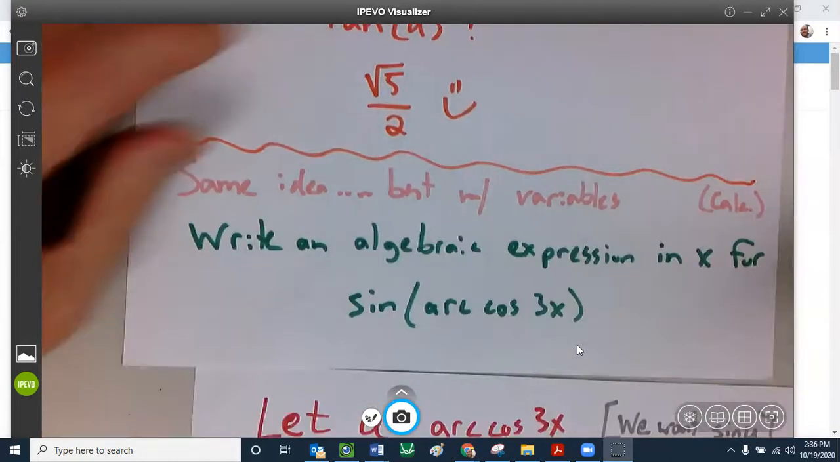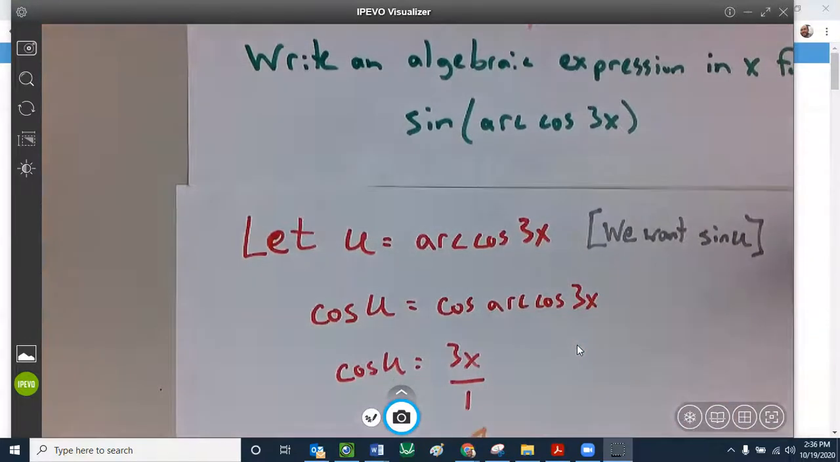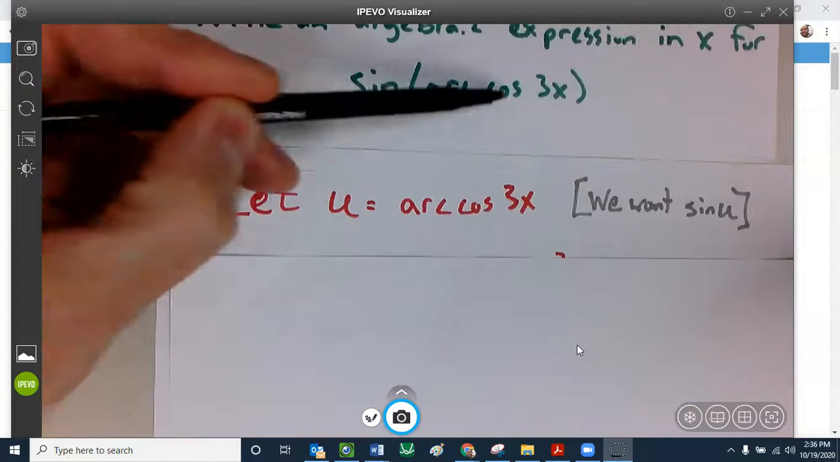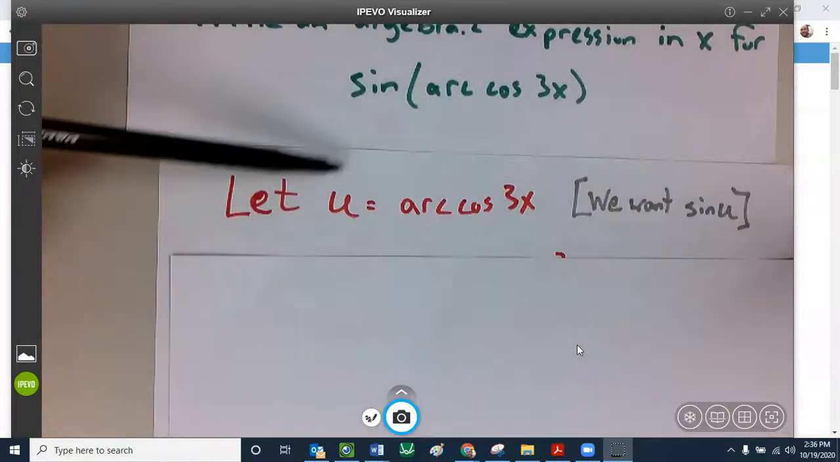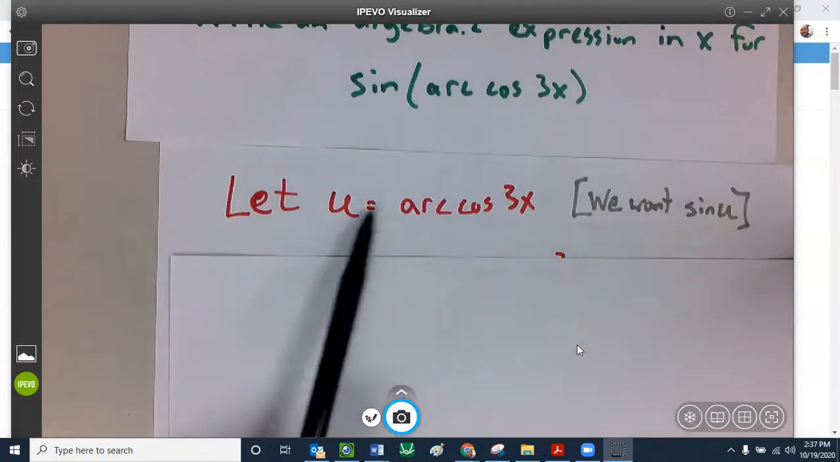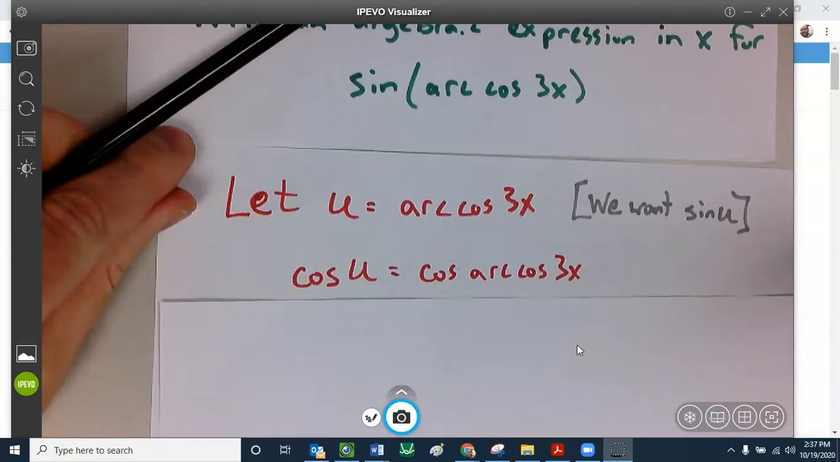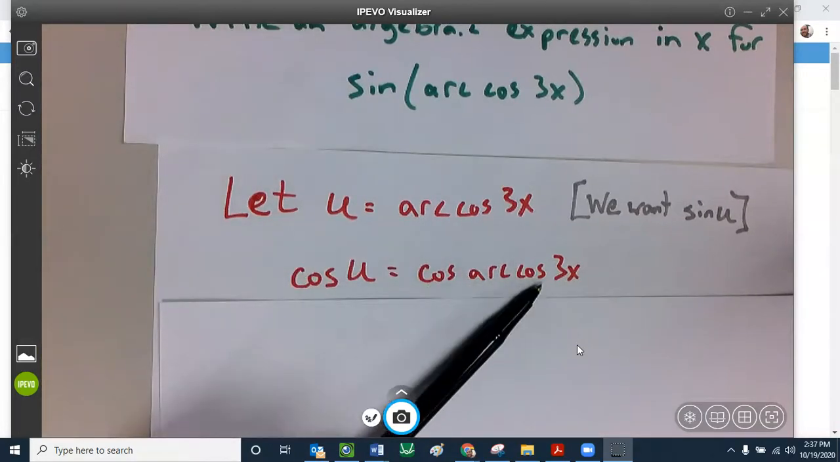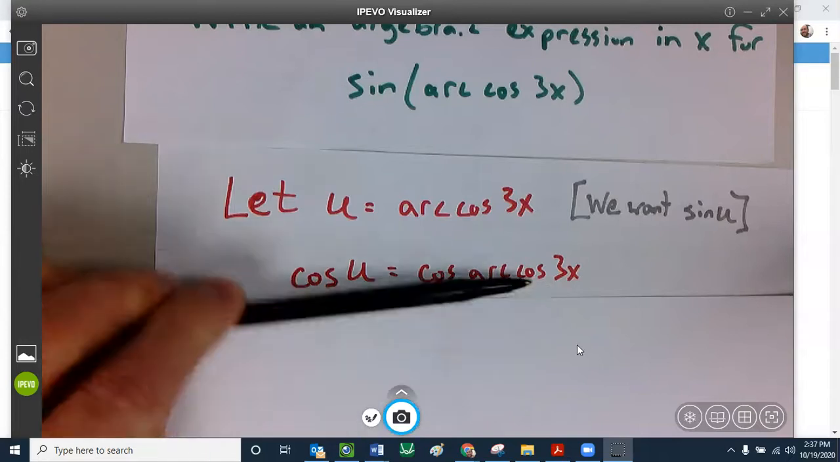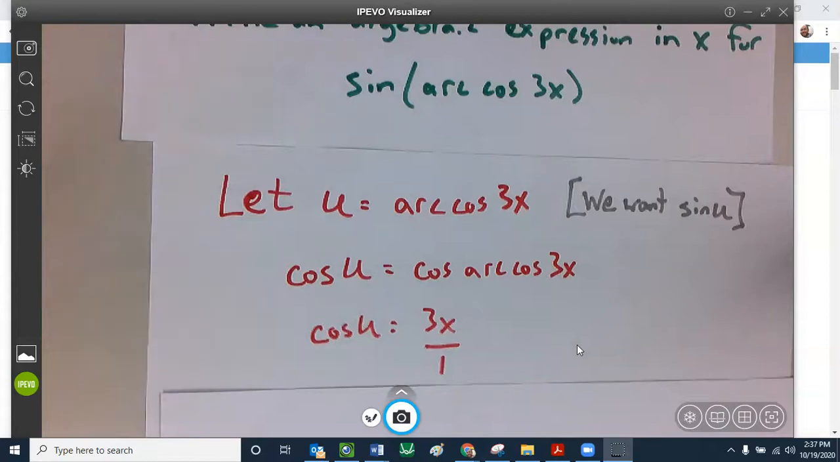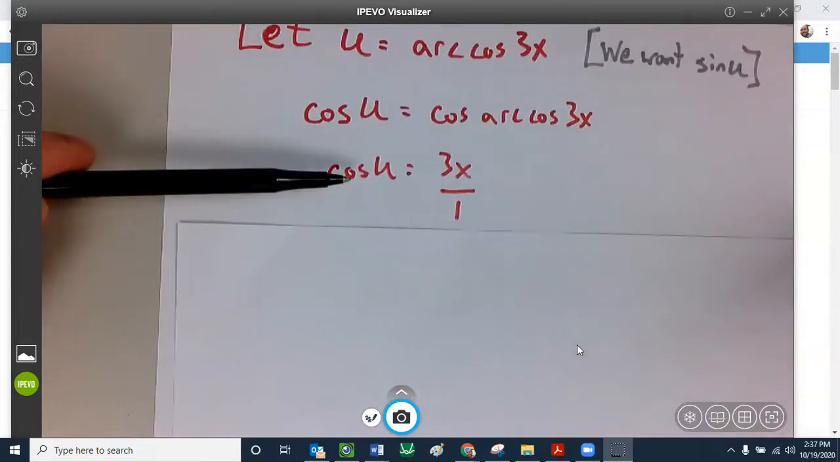So here's my u substitution. I'm letting arc cosine of 3x equal to u. So now remember what I'm actually trying to find is the sine of u, back pocket. Now we'll handle this one. I'll take the cosine of both sides. If I take the cosine of both sides, it looks like that. And the cosine and arc cosine cancel each other out. We'll just have 3x. And then there's that over 1, so we can have a fraction. Nice. Okay, so there's some triangle out there.